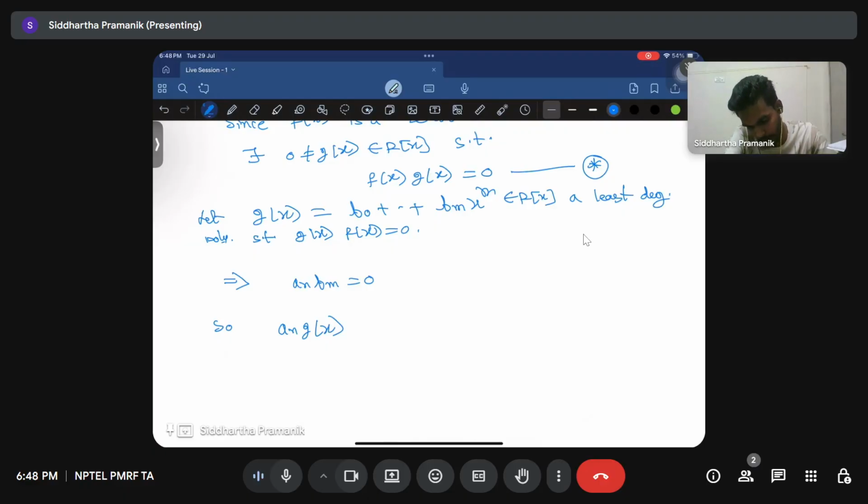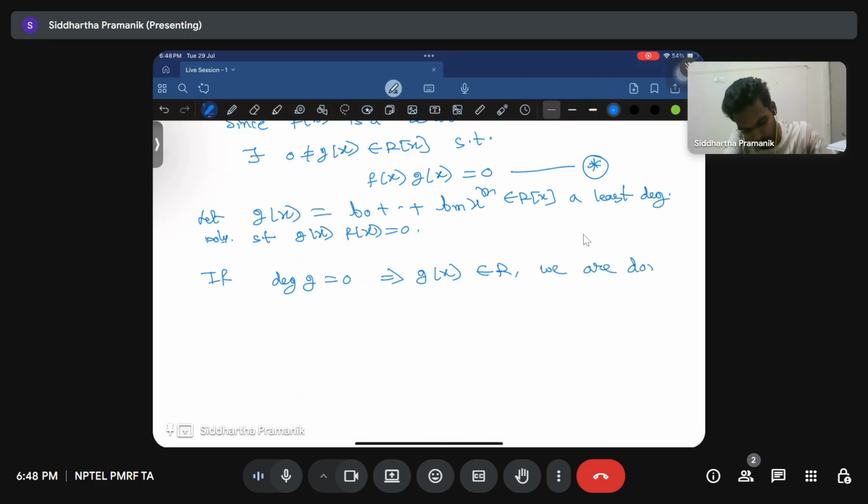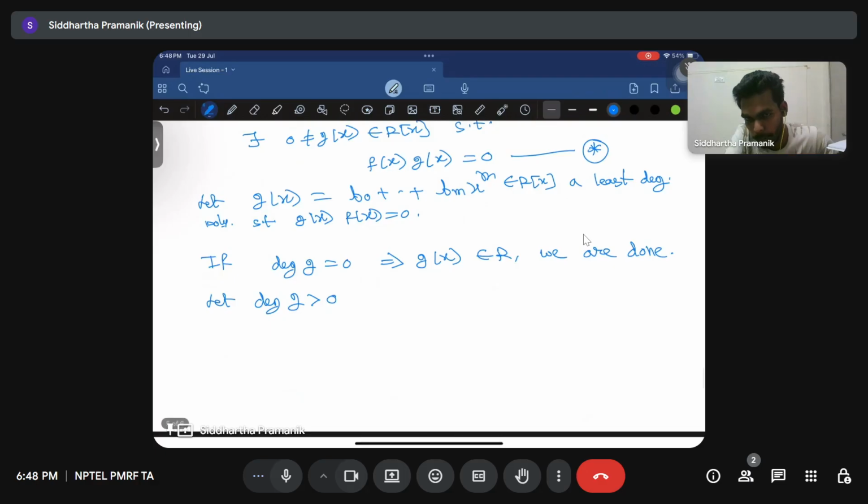Okay, we need to be a little bit more precise. Now if the degree of g is 0, that will imply g(x) belongs to R. So we are done. That is what we want to prove, that it is annihilated by an element of the ring. Now let the degree of g be greater than 0.